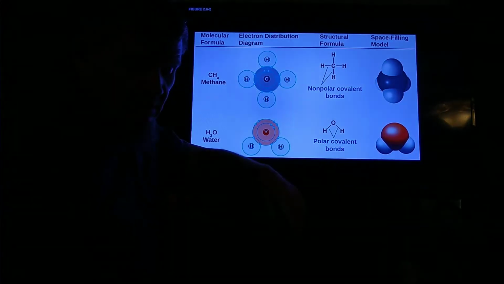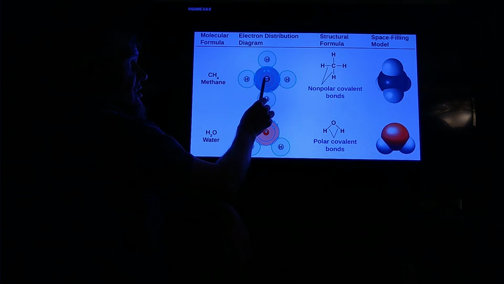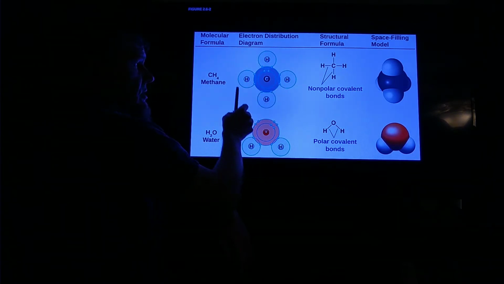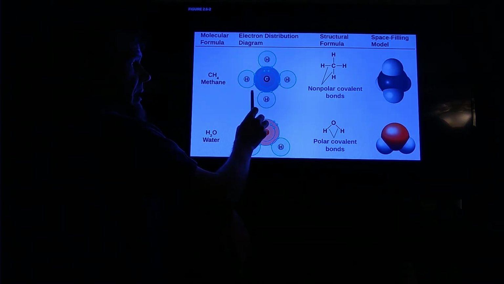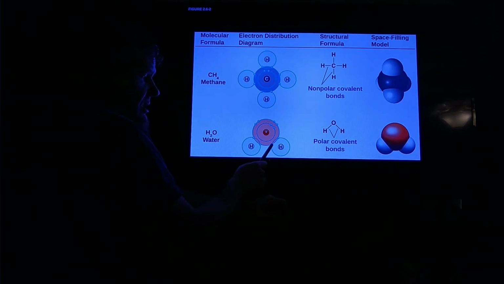Here again, we see our carbon that's got these electrons it's sharing with the hydrogens. It shares 4 pairs with hydrogens, making this thing that we call methane. And here we see water, H2O. Hydrogens are sharing a pair of electrons each with oxygen.